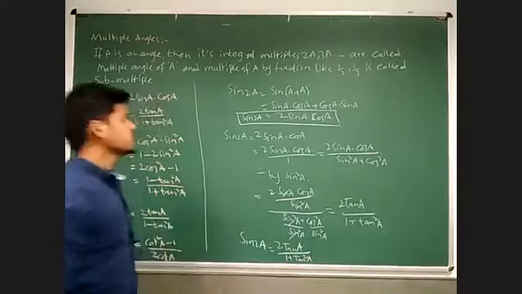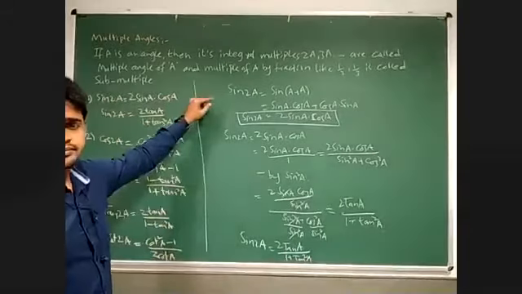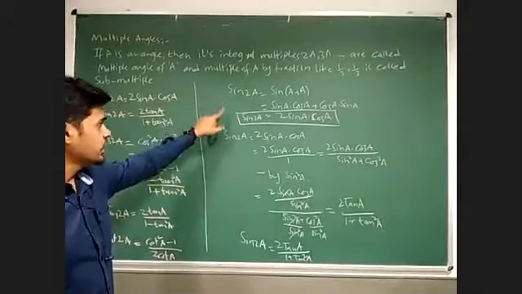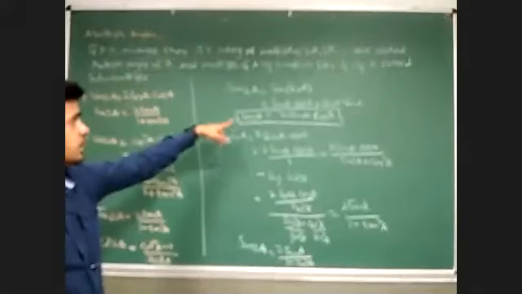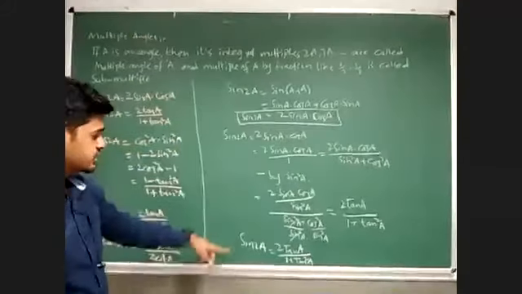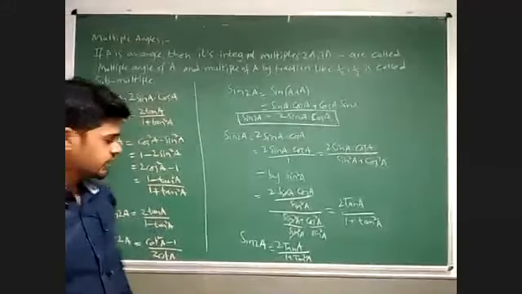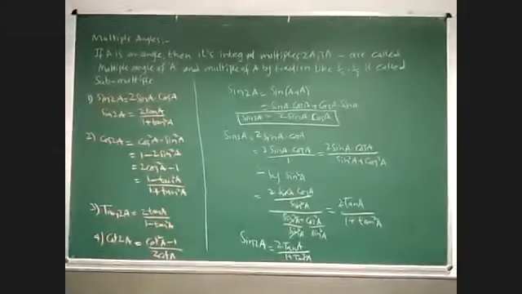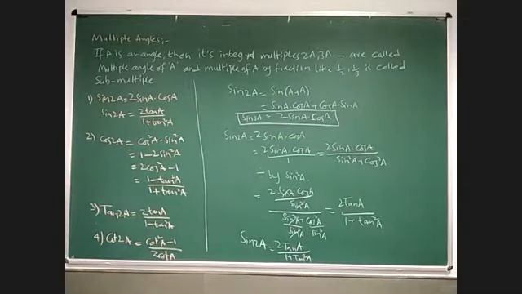Okay, so here we have derived sin 2A is equal to 2 sin A cos A, and sin 2A is equal to 2 tan A by 1 plus tan square A. Boys, is it clear to you? Is the board clear to you?